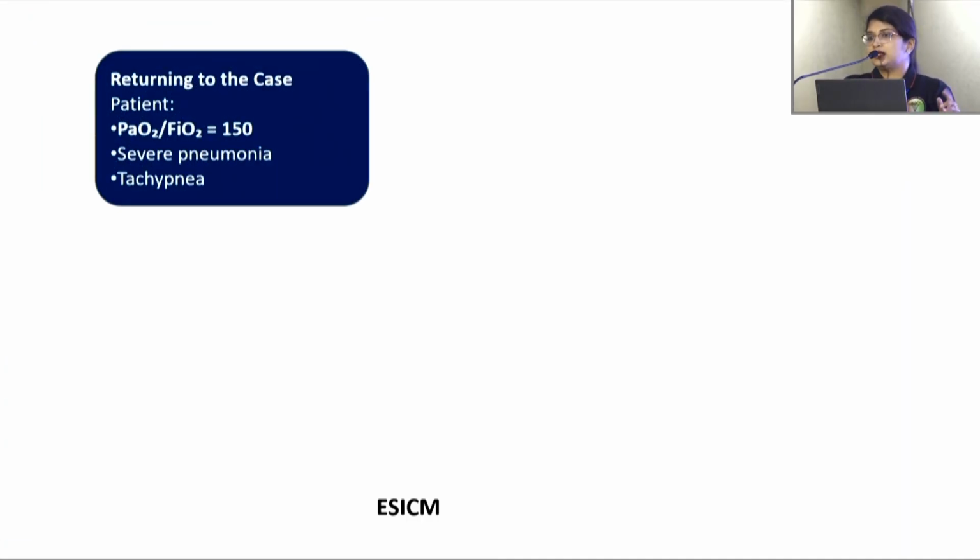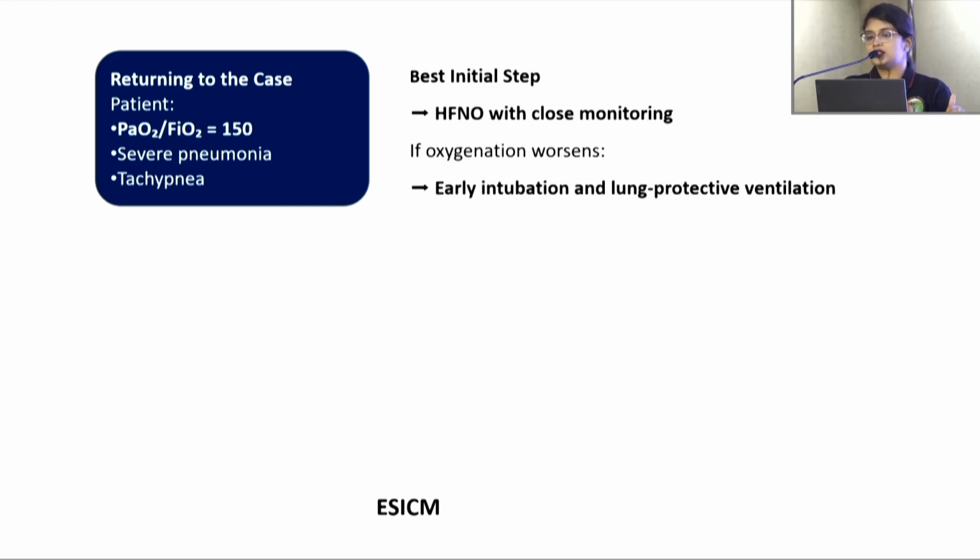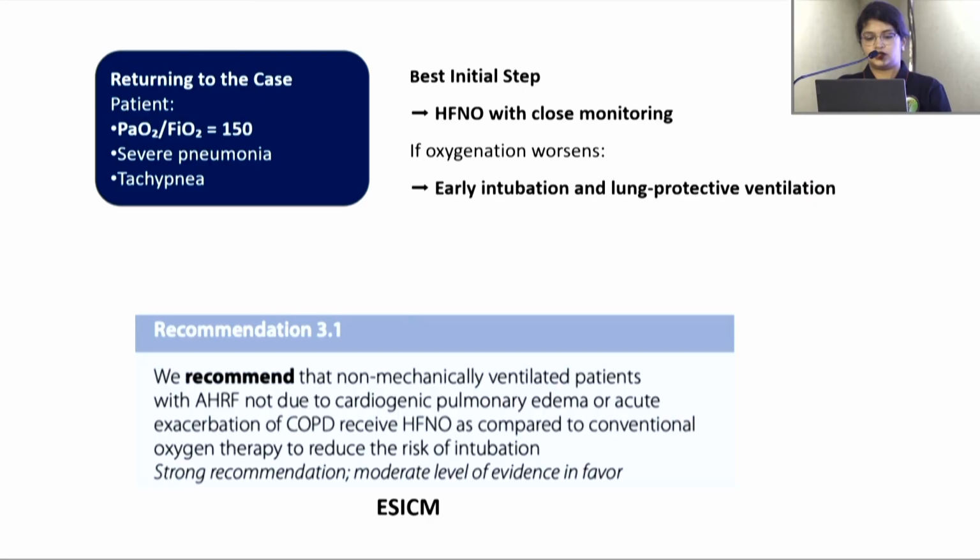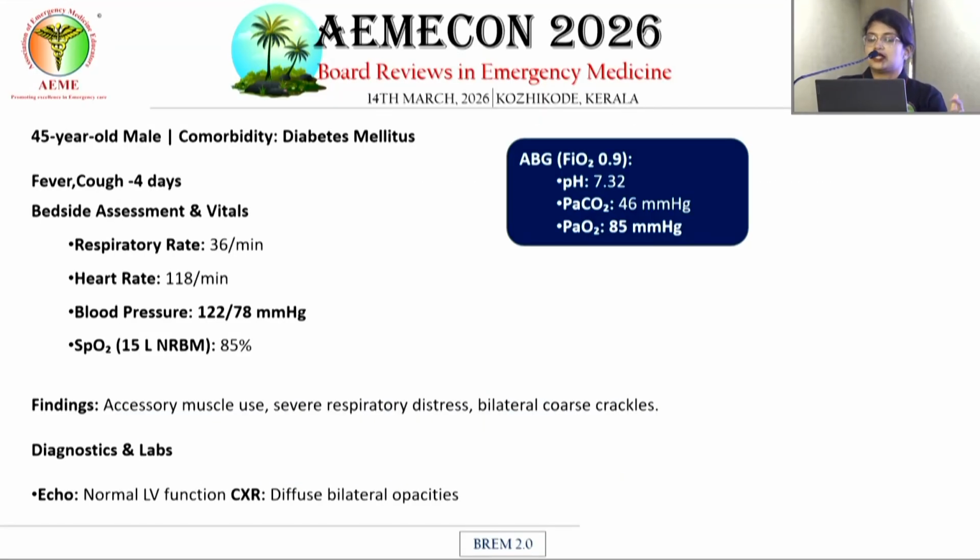So coming back to our case, the PF ratio is 150 with severe pneumonia. So what would ideal management be? HFNO with close monitoring. If oxygenation worsens, always go for early intubation and lung protective ventilation. So that is what the guidelines tell. So coming to the second case, similar case, there is an ARDS patient, but now his PF ratio is 94. So that is, there is a patient with severe ARDS.